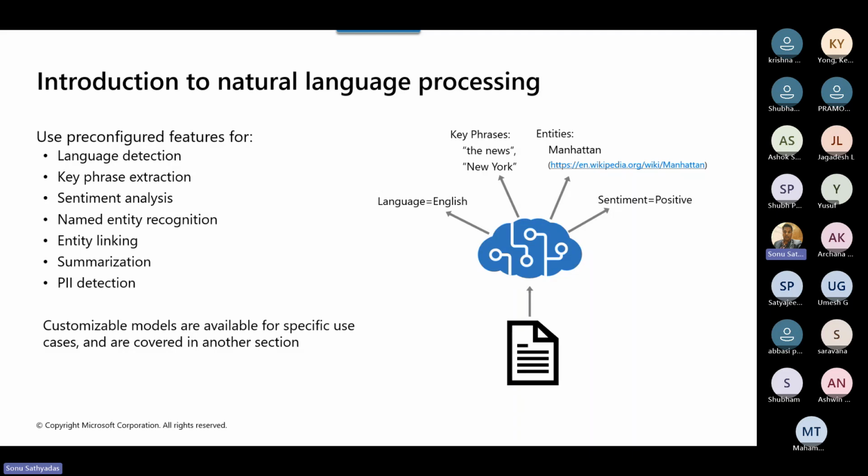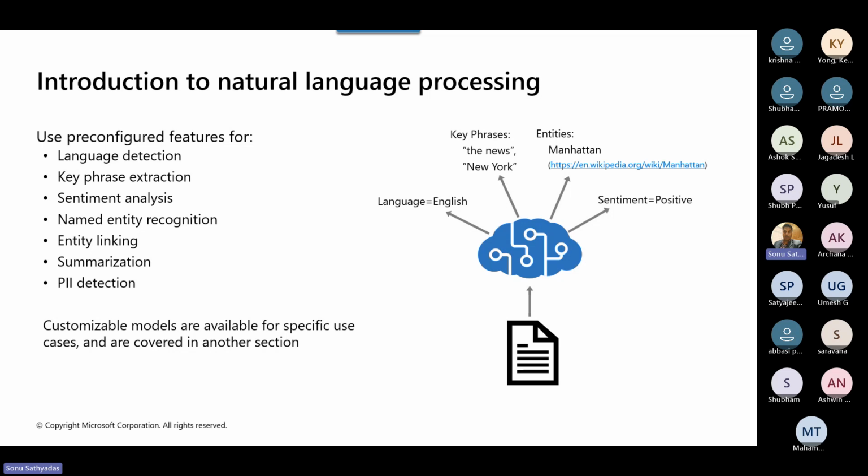One API is used for detecting the language. Another API is used for extracting the key phrases. Another API is used for sentiment analysis. Another API is used for named entity recognition. Like that, a single service can provide multiple APIs for different operations.